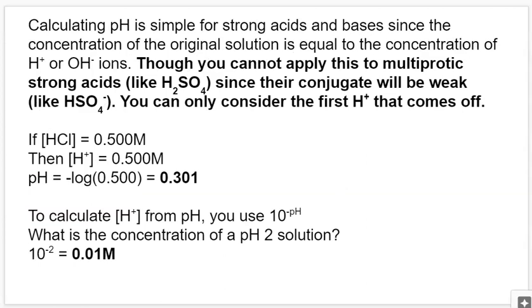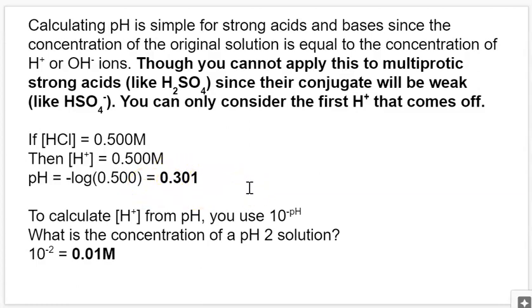So if we want to calculate the pH for strong acids and bases, it's going to be pretty simple because we can assume that since they're strong, they're splitting up completely, and that tells us that the concentrations of the hydrogen or hydroxide ions are going to be equal to the concentrations of the original solution. For example, if I have hydrochloric acid and I make a 0.5 molar solution of it, I can assume that the hydrogen ion concentration is also going to be 0.5 molar since it's all splitting up, and H plus is going to be 1-to-1 with HCl. So then I can just do the negative log of the original concentration to get the pH.